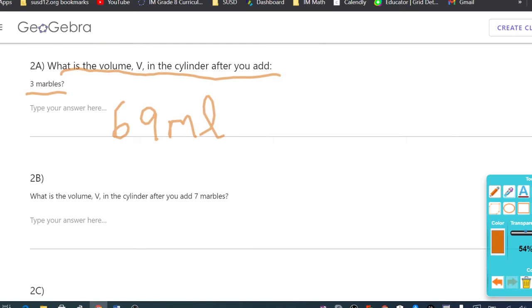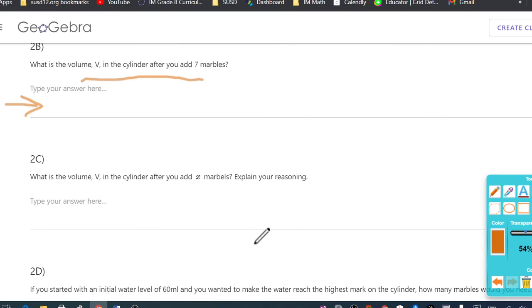What is the volume in the cylinder after you add 7 marbles? Okay, you do it, and then you answer the question. Add a total of 7 marbles. What is the volume in the cylinder after you add X number of marbles?